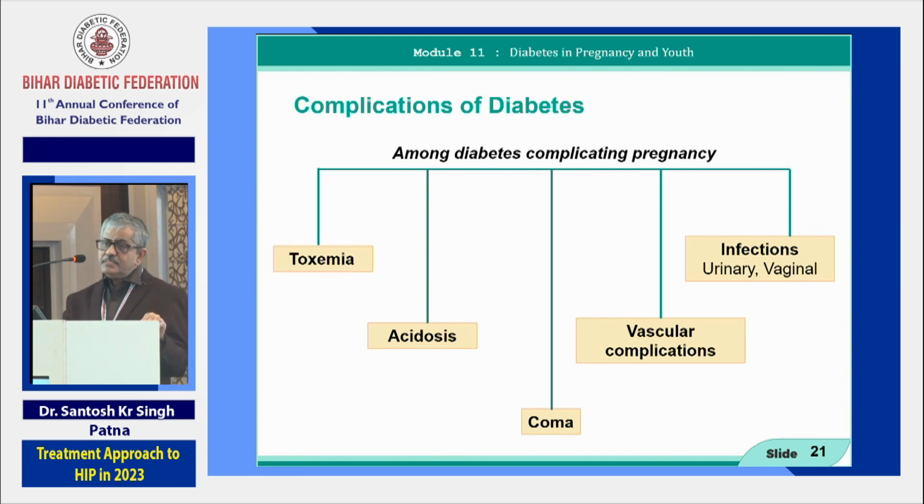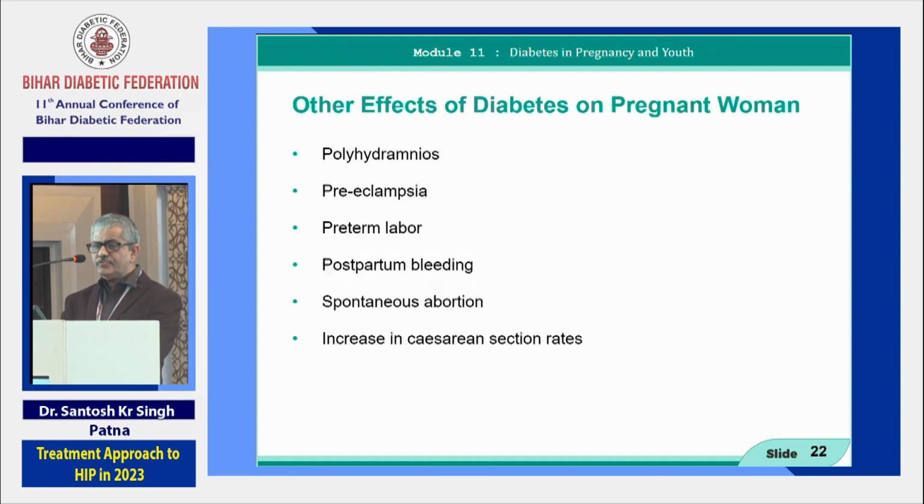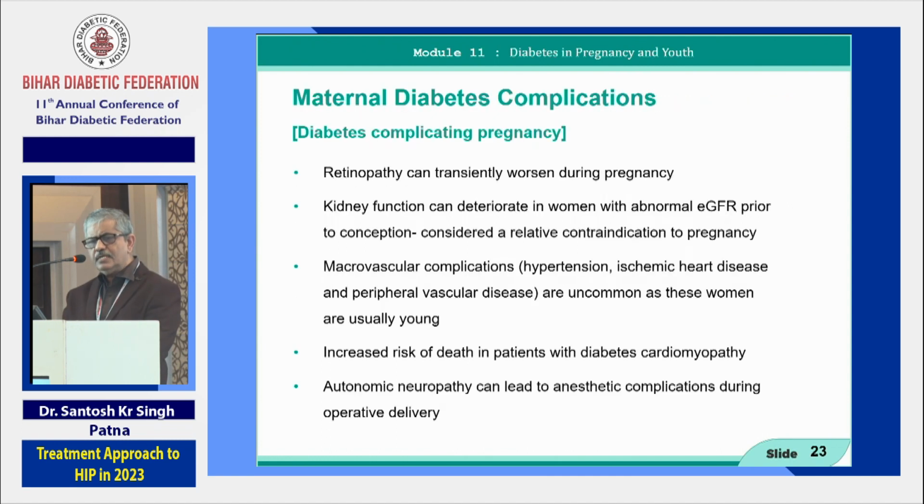Complications of diabetes: among diabetes complicating pregnancy, we have PET, acidosis leading to coma, vascular complications, and definitely the infections, urinary and vaginal, which is there even in the background population. Other effects of diabetes on pregnant women, and this is there: polyhydramnios, preeclampsia, preterm labor, postpartum bleeding, spontaneous abortion, increase in cesarean section, and this is just to highlight, everybody is aware of this. Now, this is important when you are asking somebody to plan for gestation.